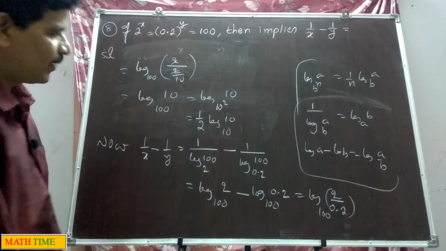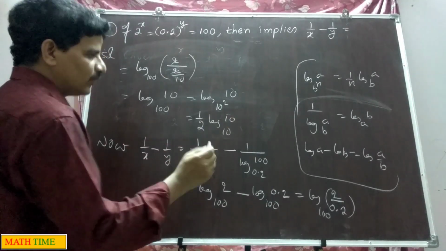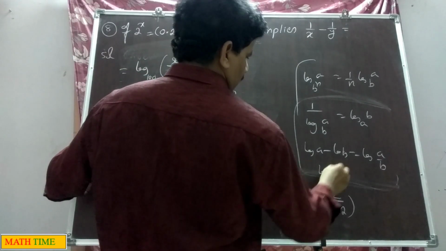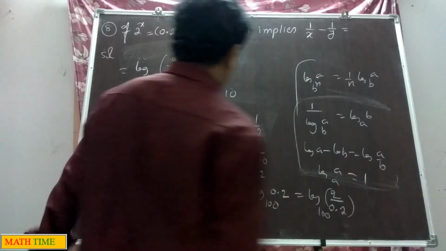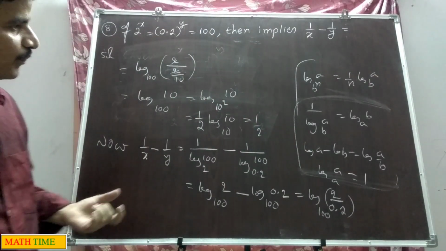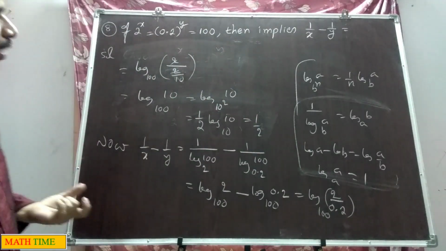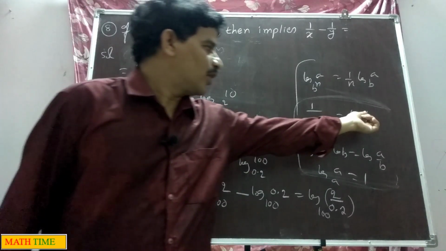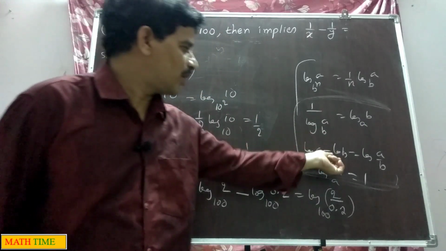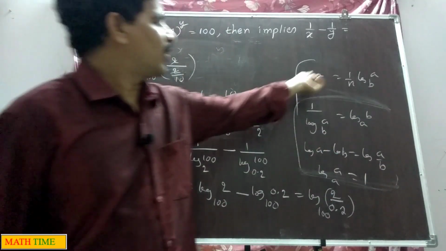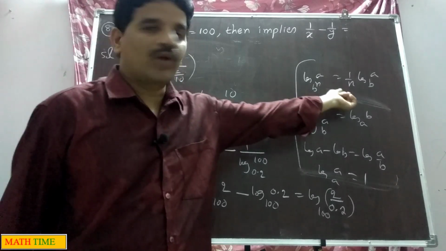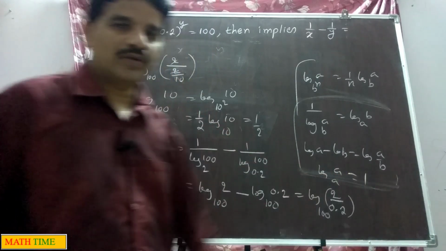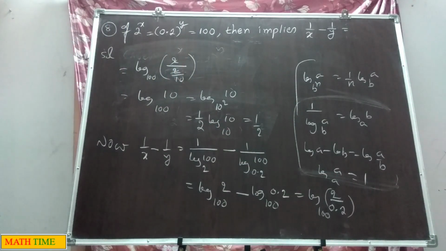One more formula we should apply. What is log 10 to the base 10? 1. Means we get 2. Here we have log a to the base a equal to 1. So in this problem we are applying 4 formulas. 1 by log a to the base b can be written as log b to the base a. Next, log a minus log b is log a by b. Next, log a to the base b power n is 1 by n log a to the base b. Log a to the base a is what? 1. Right.